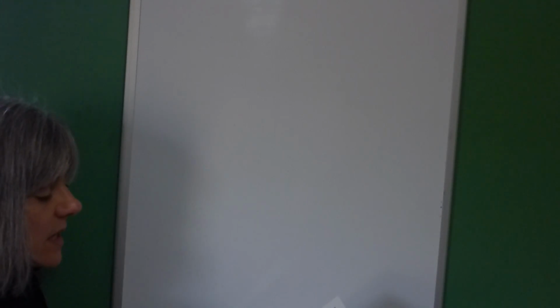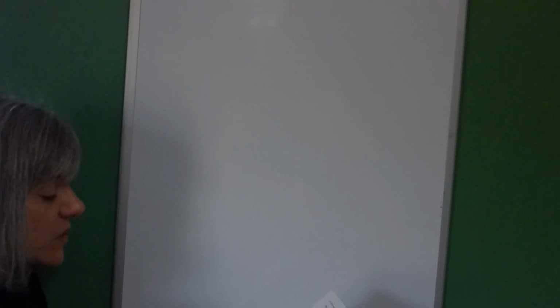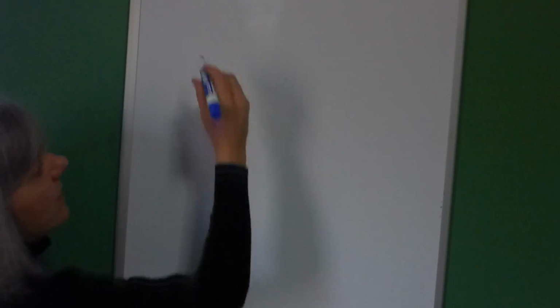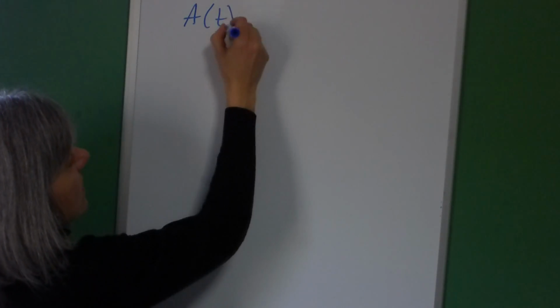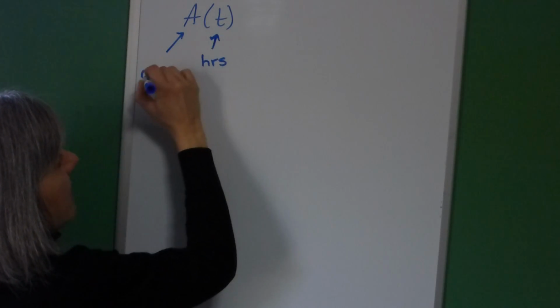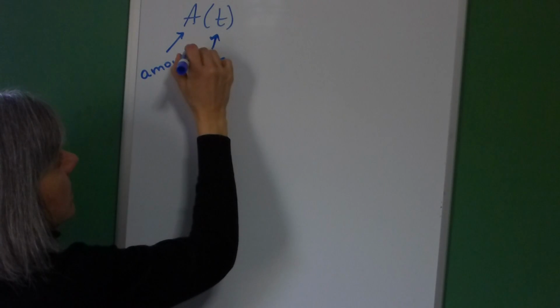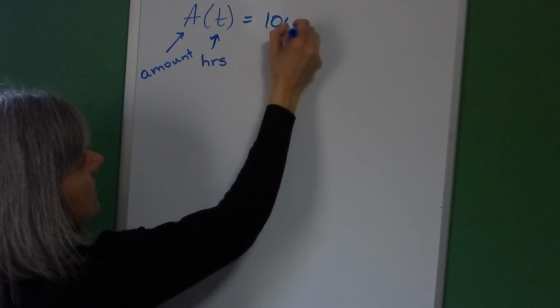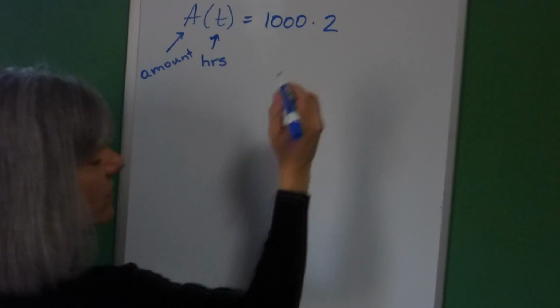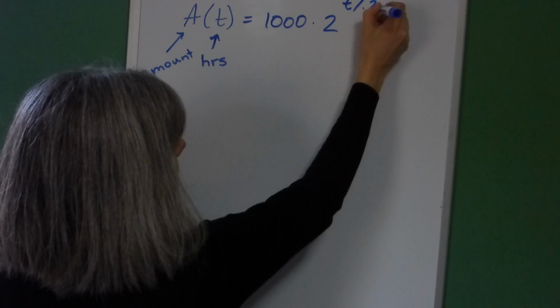A single cholera bacterium divides every quarter hour to produce 2 complete bacteria. Wow, so we're doubling every 15 minutes. If you start with a colony of 1,000 bacteria, then after T hours, this is what you'll have. This is in hours, and this is the amount, A for amount. So you start with 1,000, and it's going to double every quarter hour. So that'd be T divided by 0.25.